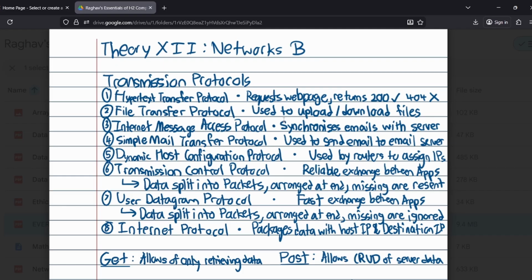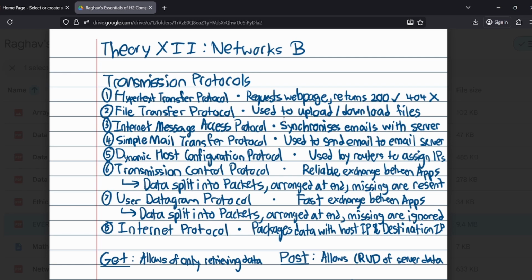Then we have TCP, Transmission Control Protocol, right? Which is about reliable exchange between apps. Data are split into packets, arranged at the end, and the missing ones are resent. Resent, okay, not ignored, resent. Then you have User Datagram Protocol. It's about fast exchange between apps. No one cares about accuracy, just get it done. So data are split into packets, arranged at the end, and the missing ones are just straight up ignored.